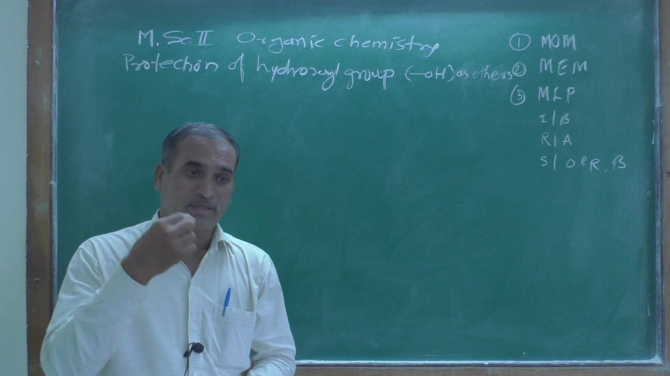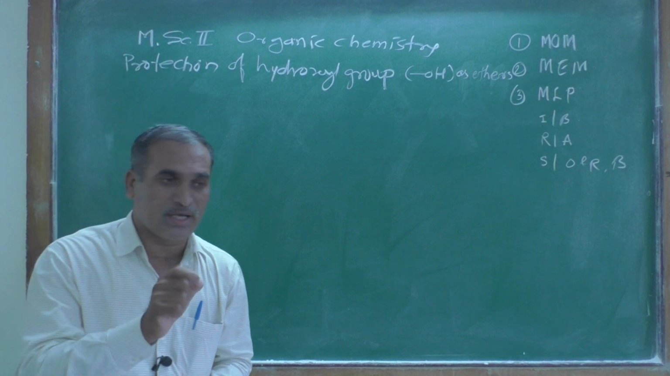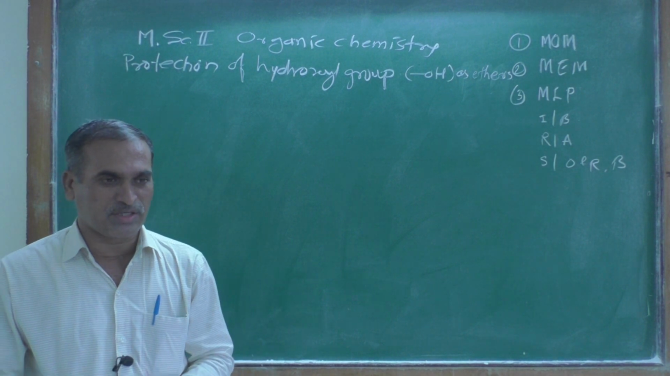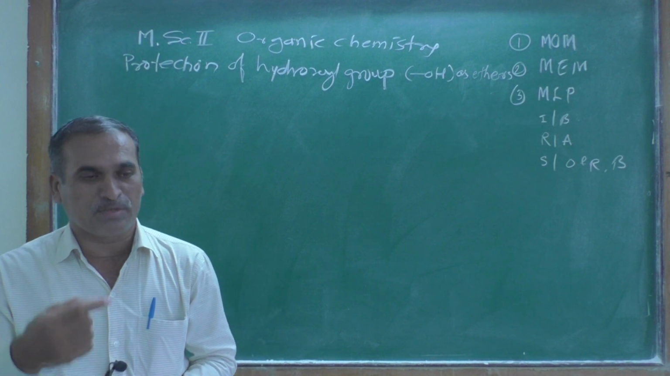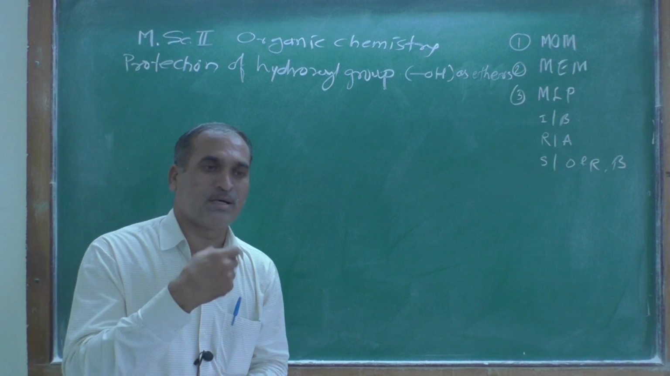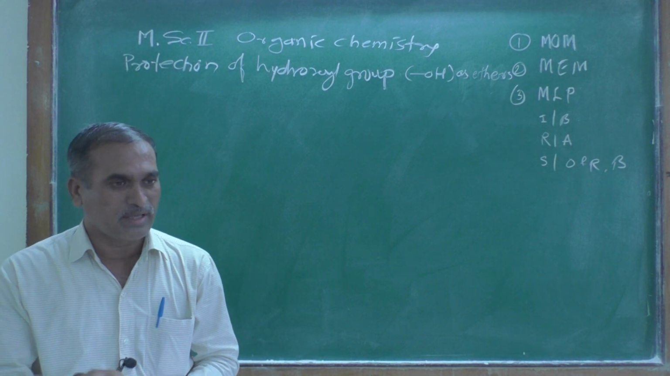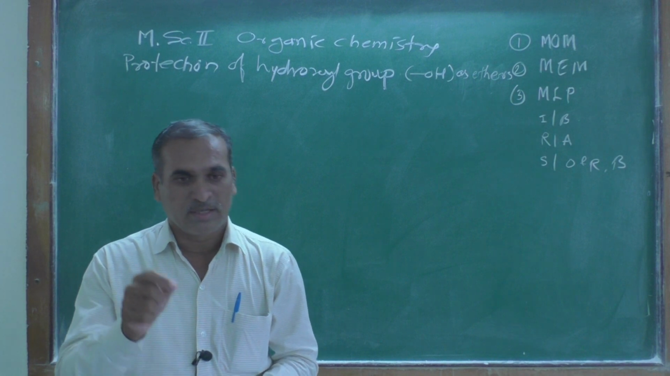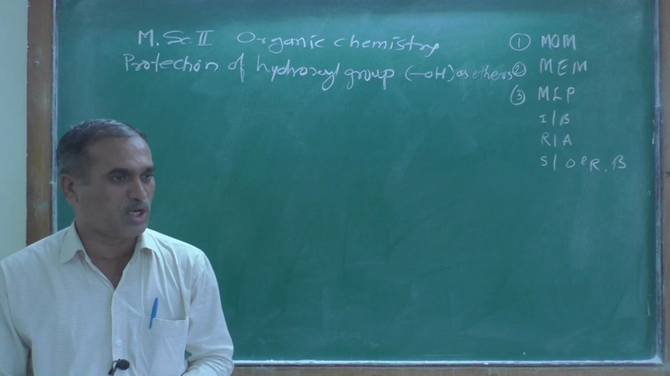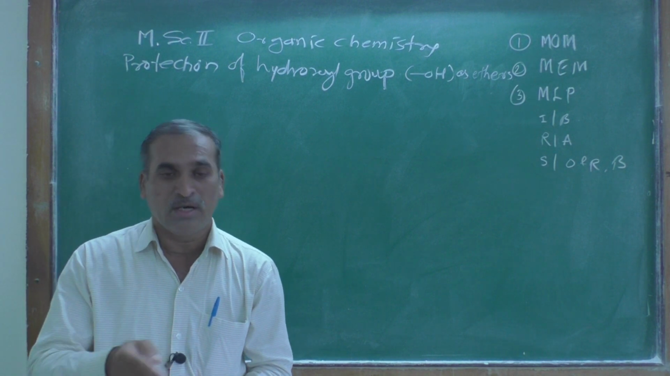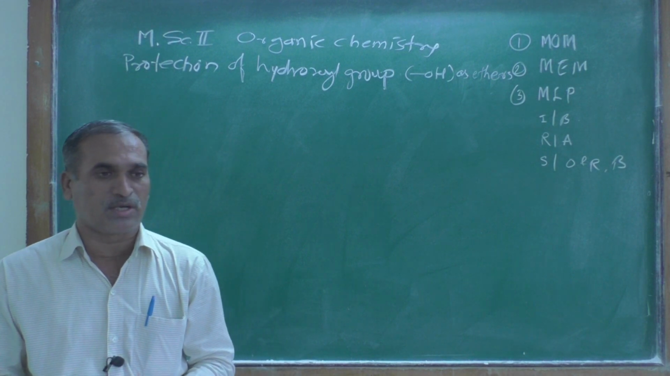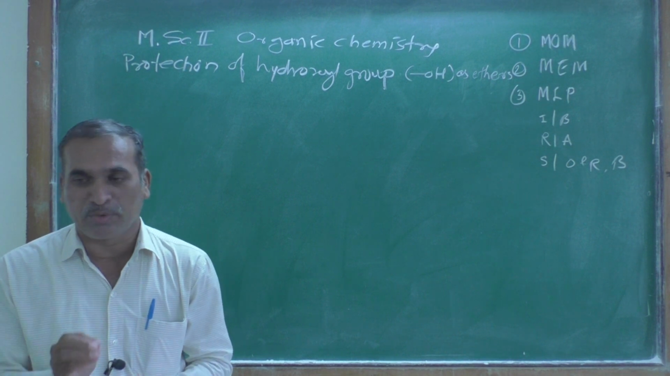So as we know, the ideal protecting group should be introduced under mild condition. Second important point, a protecting group should be removed under mild condition. And the third important point regarding an ideal protecting group is that it should be stable in oxidizing or reducing, or in case of acidic condition or the basic condition. Those are the three important points, or the characteristics or features, of the ideal protecting group.